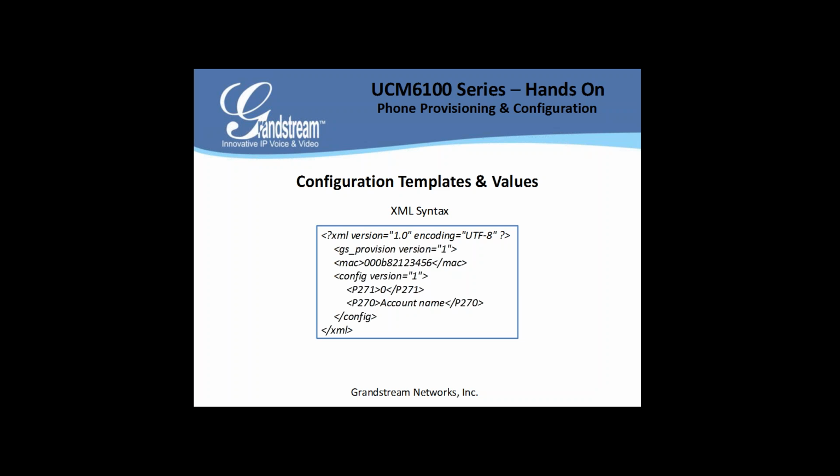There is a utility that we provide, I believe on the website. I haven't used it myself, but it will automatically allow you to convert that text file with those P-values into an XML file, so you don't have to go through the process of manually converting it. You can use that utility to automatically convert that text file with those P-values into this format so your phones can automatically download them.